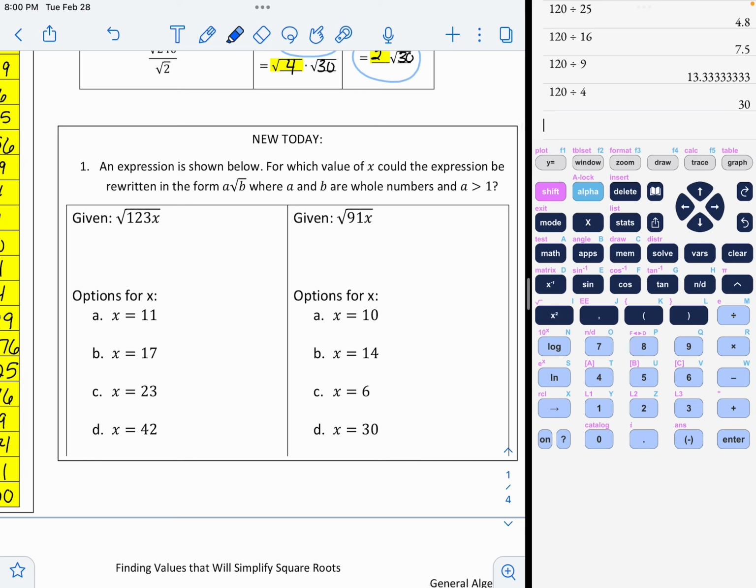For what values of x could the expression be rewritten in the form a square root of b, where a and b are whole numbers and a is bigger than 1?